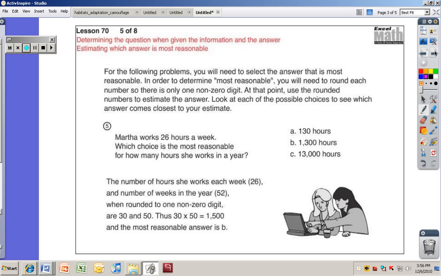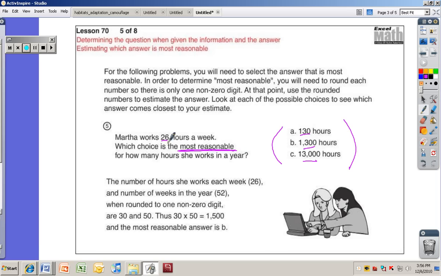The biggest mistake kids make on these is that they find the exact answer instead of rounding to find their answer. Make sure, if they give you multiple choice and the answers are obviously not the exact answers, and it says something like this, or estimate in the problem, that you round the numbers before you do the math.